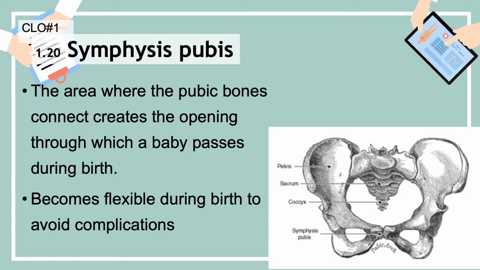The last term is the symphysis pubis. This is a secondary cartilage joint that is located between the left and the right pubic bones near the midline of the body. This is the area where the pubic bones connect and creates the opening through which a baby passes during birth. So during pregnancy and birth, the ligaments around the pubic symphysis become flexible so that the child may pass through without difficulty or complications.